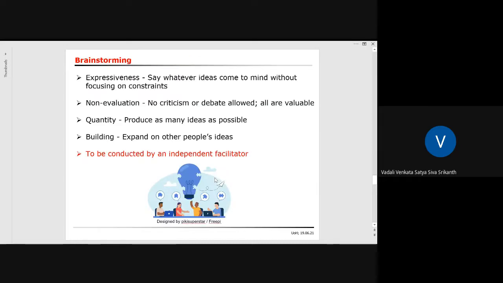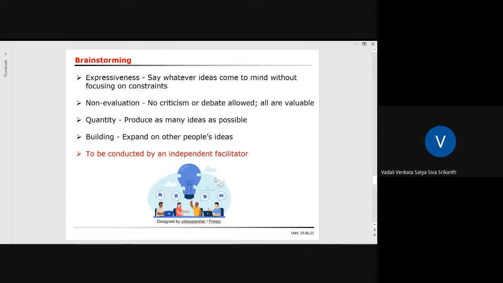Brainstorming involves expressing whatever comes to your mind without focusing on any constraint. Of course, you do this by collecting a group of individuals who have no ego and who respect the presence and the ideas of the other people. They don't criticize, they don't debate, they don't evaluate others' ideas. Only such people are gathered, and they are allowed to express their ideas.